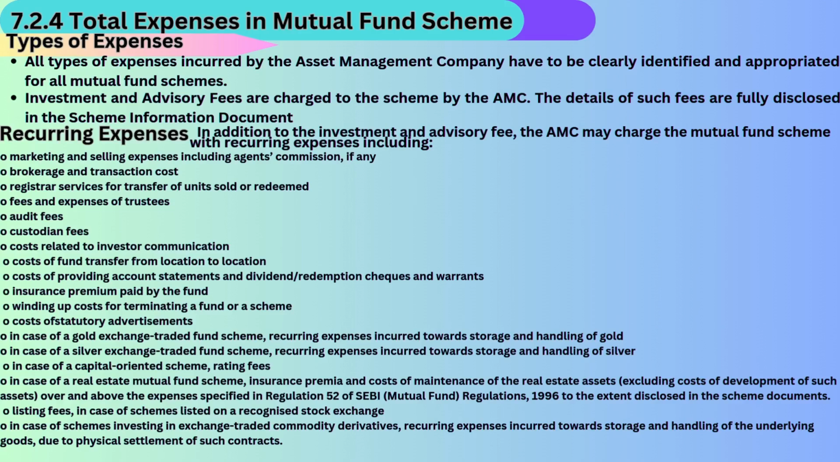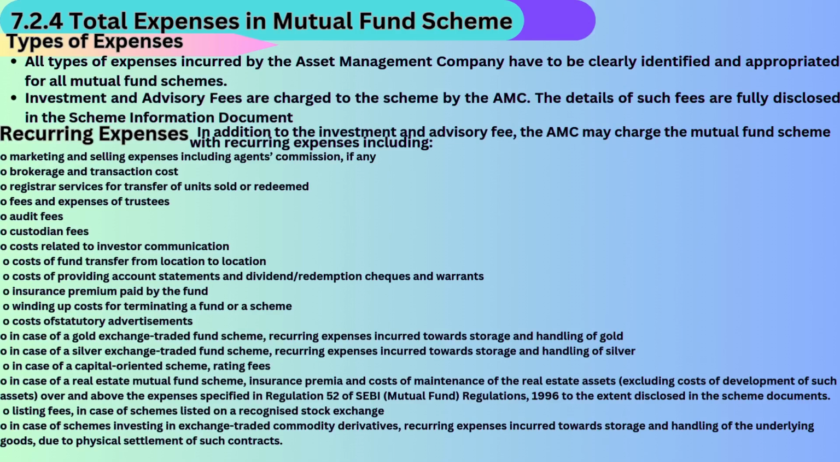So let us understand total expenses in a mutual fund scheme. Types of expenses. All types of expenses incurred by the asset management company have to be clearly identified and appropriated for all mutual fund schemes. Investment and advisory fees are charged to the scheme by the AMC. The details of such fees are fully disclosed in the Scheme Information Document, that is SID.